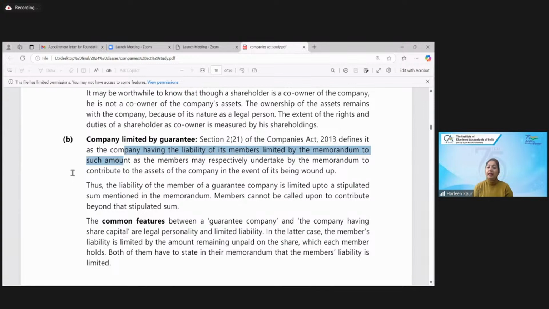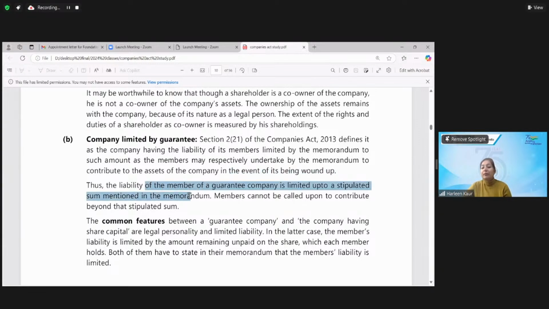Members may undertake by the memorandum to contribute towards the asset only in the winding up. So point number 1 is MOA. Point number 2 is only at the time of winding up this liability is incurred. And point number 3 is liability will be the amount mentioned in the memorandum. They cannot be called upon to pay beyond a stipulated sum. What is the meaning of stipulated sum? Stipulated sum means a fixed amount.